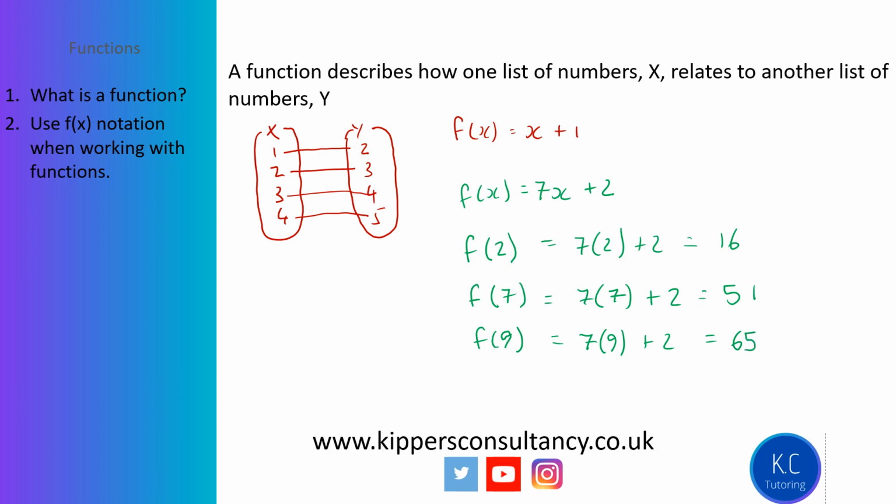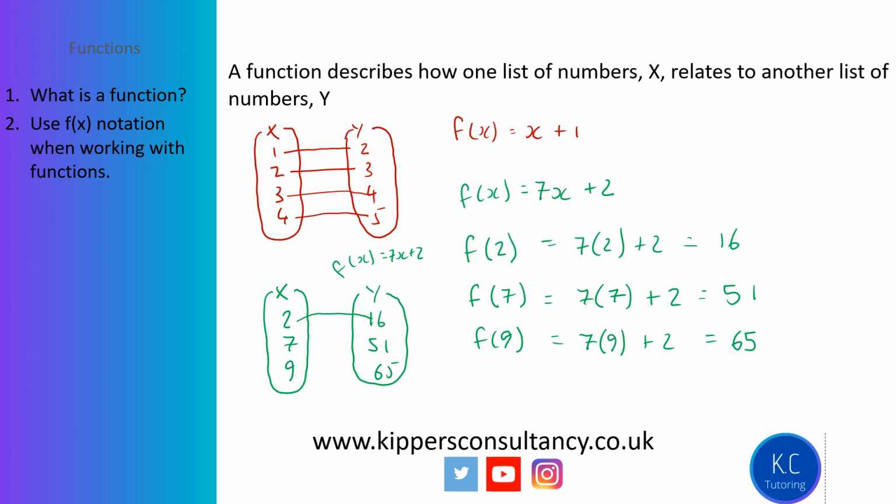So I'm just going to draw out the list of numbers here. We've got list x, so that would be 2, 7 and 9. And our list of numbers y would be 16, 51 and 65. And we can say that x relates to y by the function f of x is 7x plus 2.